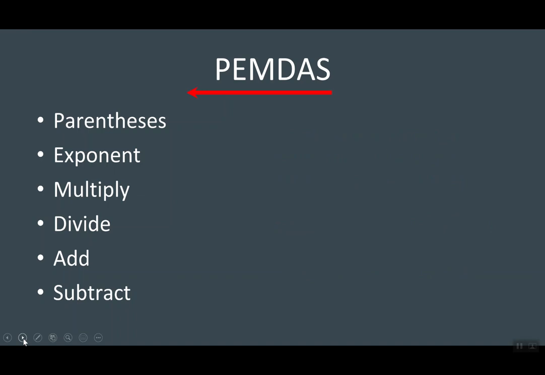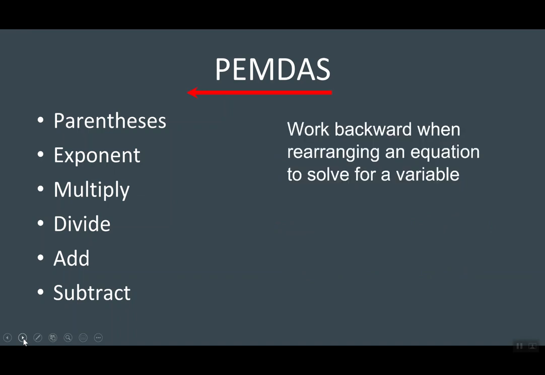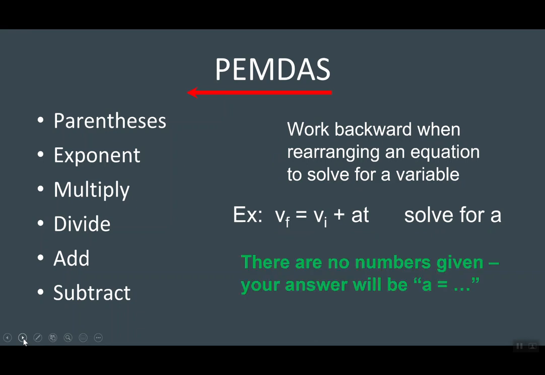Now, what we're going to focus on is working in the opposite order, backwards, so that we can rearrange an equation to solve for a variable. This is something that we do all the time in physics. So for example, we have an equation like this. There's no numbers in here. We need to solve for the variable a. So we would work in reverse order to solve for our variable. Our answer would just be a equals and then some combination of the variables that were originally given.